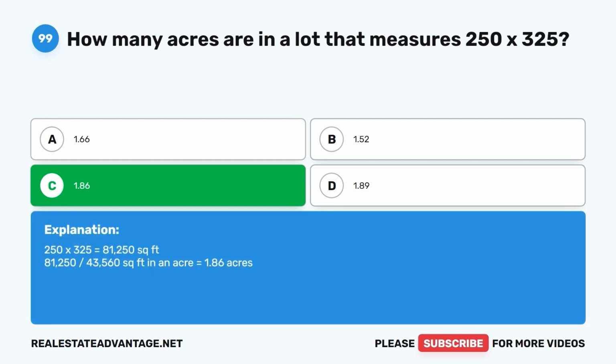250 times 325 equals 81,250 square feet. 81,250 divided by 43,560 square feet in an acre equals 1.86 acres.